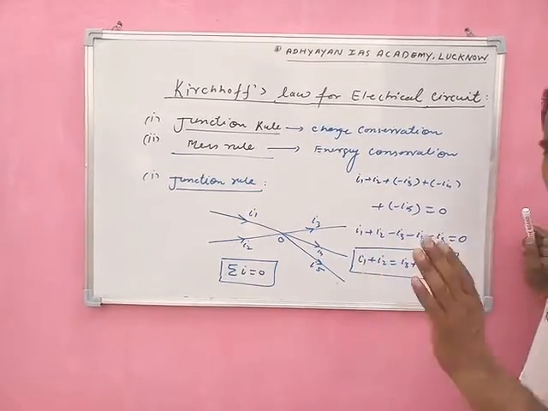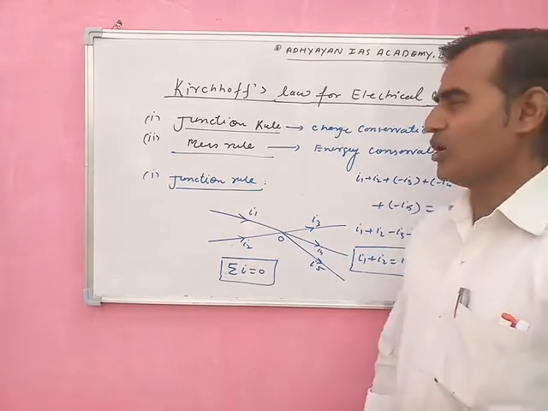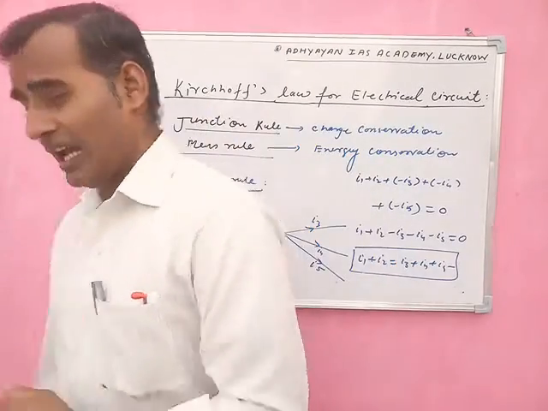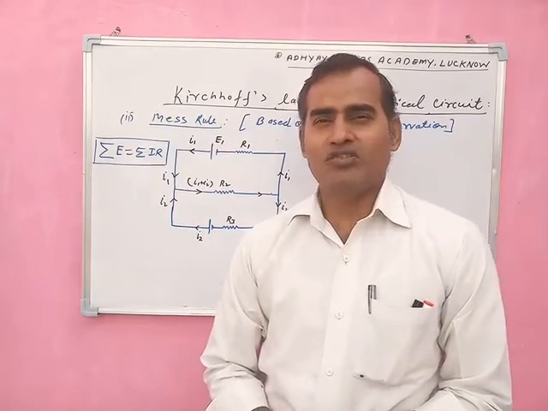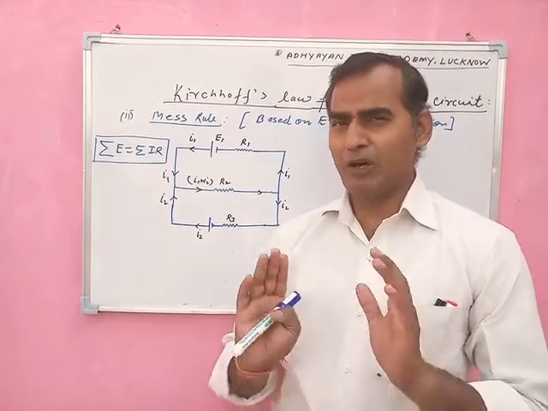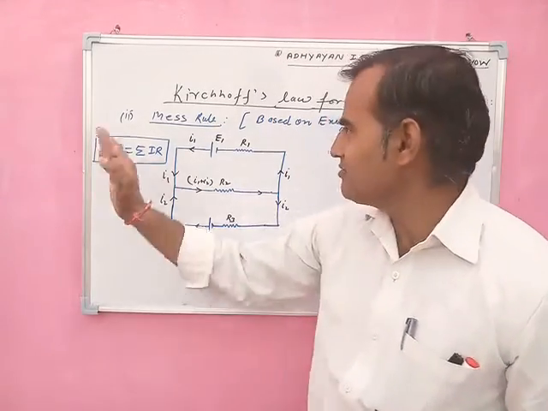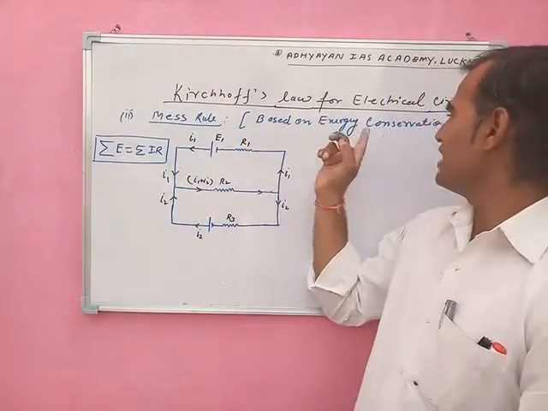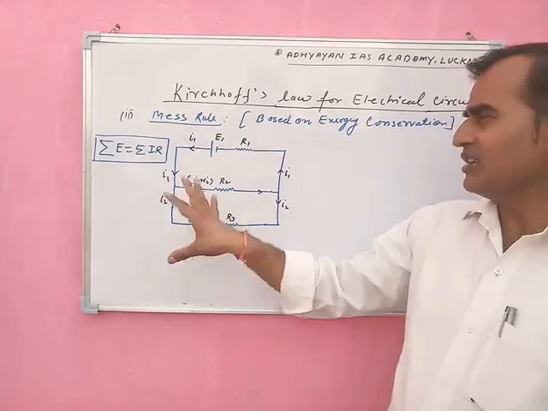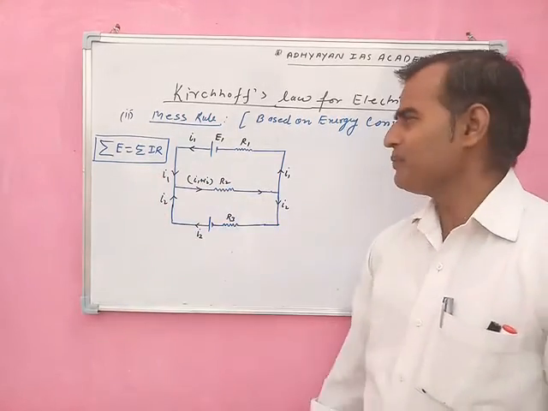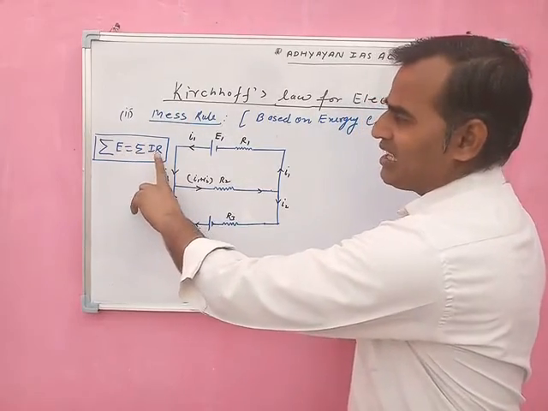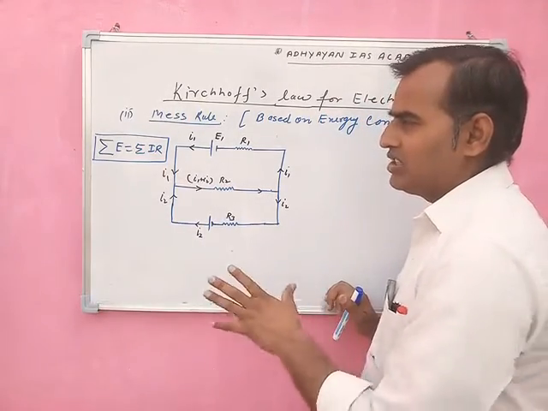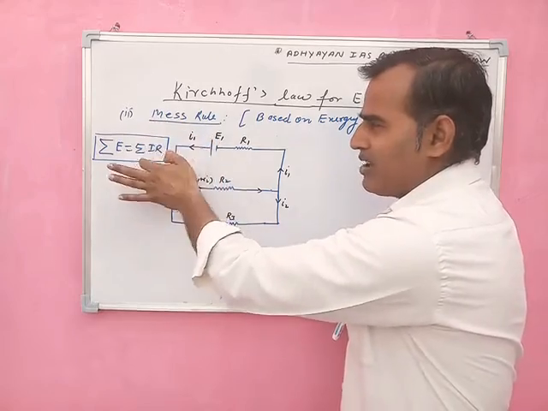This is Kirchhoff's first law. Now we discuss Kirchhoff's second law, the mesh law. Kirchhoff's second law is generally and popularly known as the mesh rule. It is based on energy conservation. In a statement, here we write summation E is equal to summation IR. This is the formula for the mesh rule.